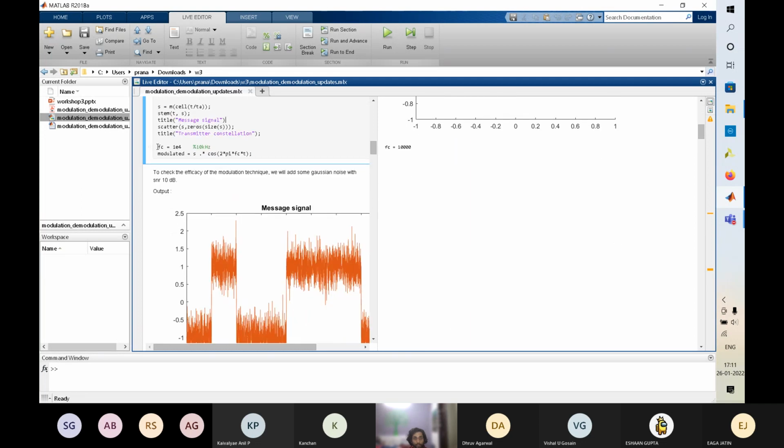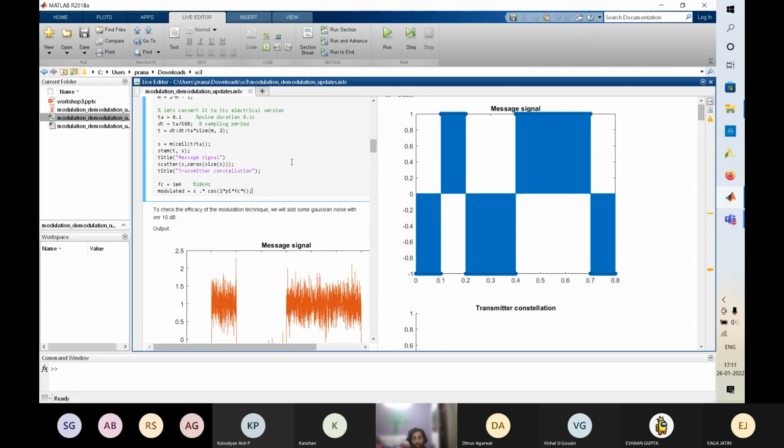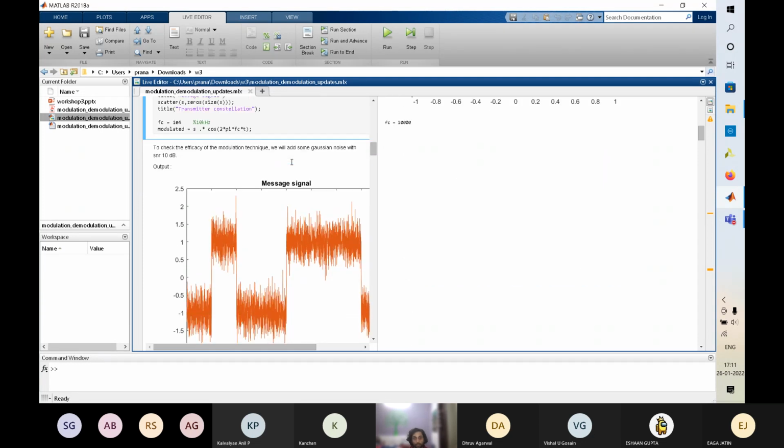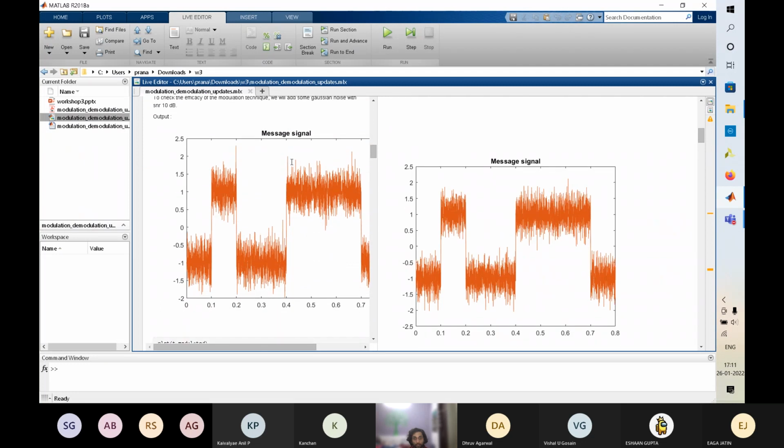Then there is a frequency fc, and we multiply the signal by cos(2 pi fc t). This is the carrier signal. What multiplying does is it changes the frequency of the input message signal to fc. This is how the modulated signal looks.